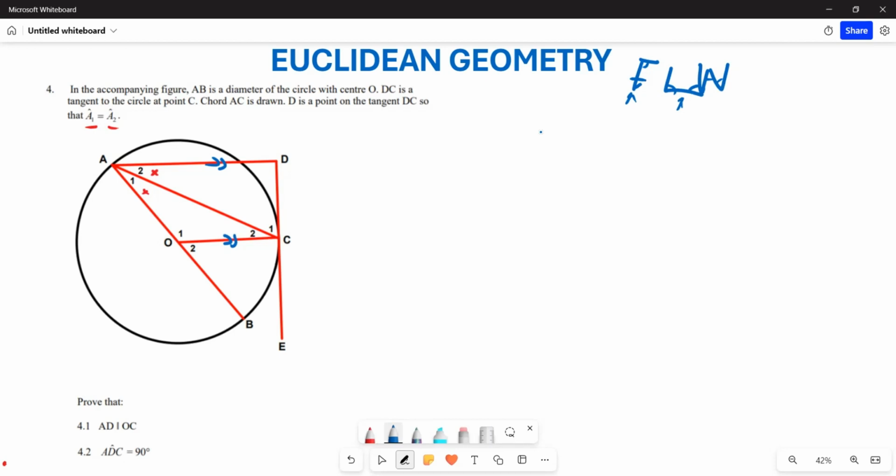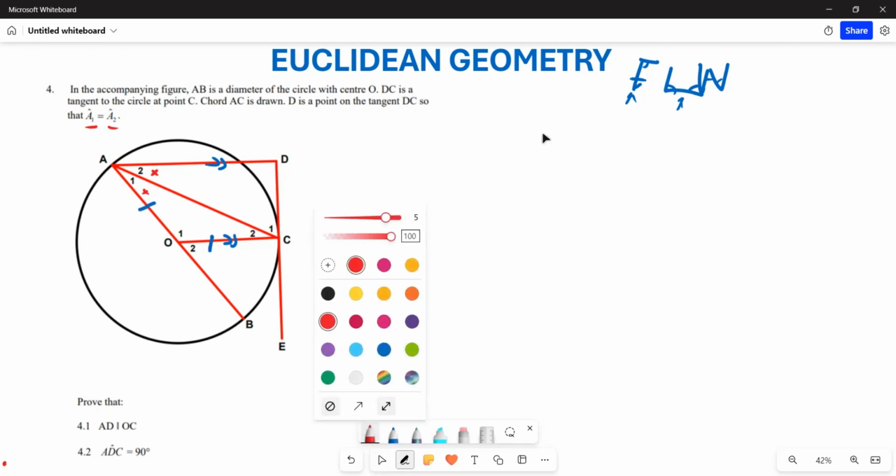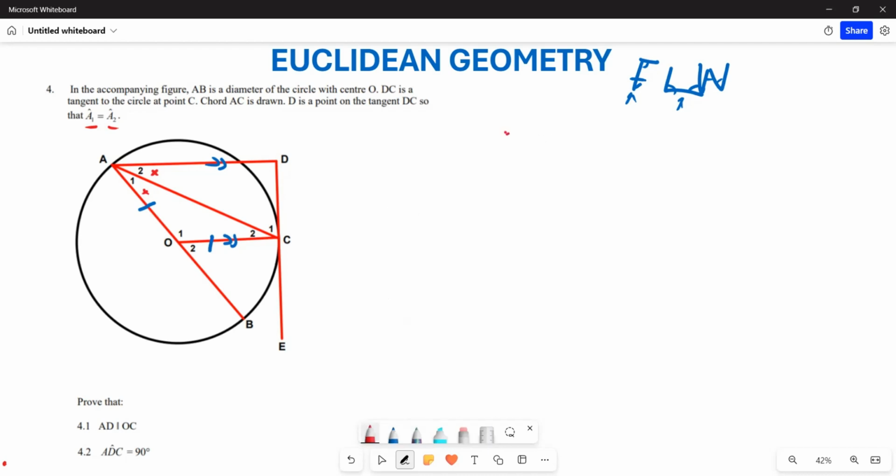Starting from here, one thing that I want you to take note of is that if you look at AO and also your OC, these are your radii, which makes this particular line equal to this particular line. And now what can you do from there? You can start by saying your angle A2 is going to be equal to your angle C2.